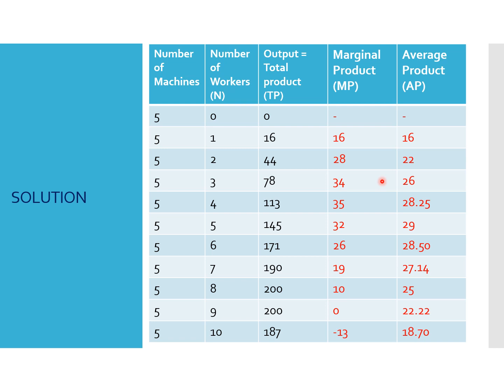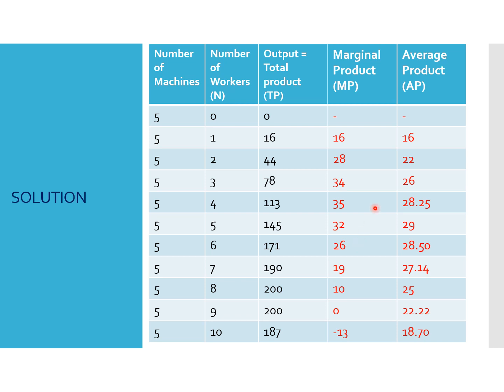Let's have a look at what each of our workers produces. Worker number 1, he produced 16 units. Worker number 2 manages to push it up to 28 units by him or her alone. Worker number 3 is contributing 34 units. Worker number 4, 35. Worker number 5, 32, and worker number 6, 26.